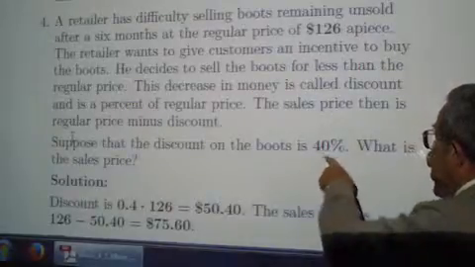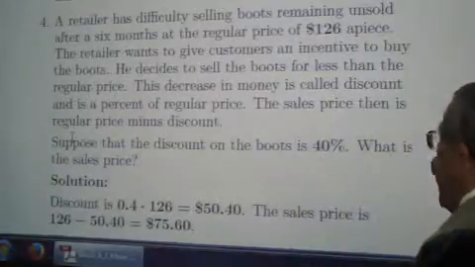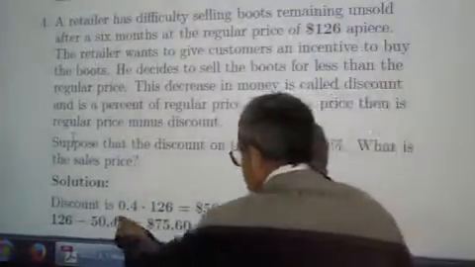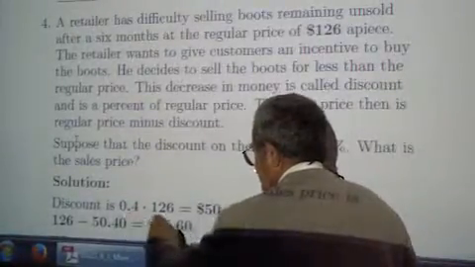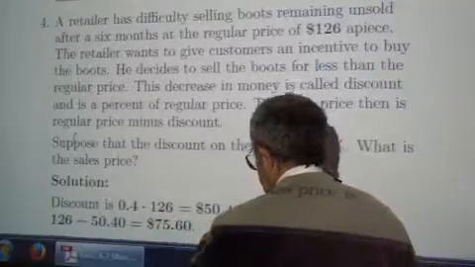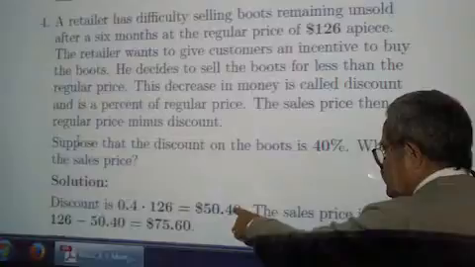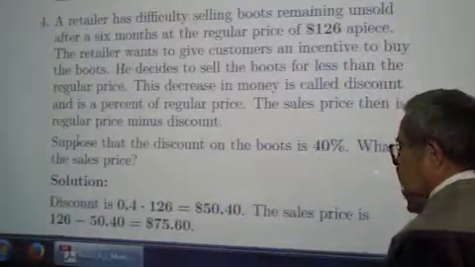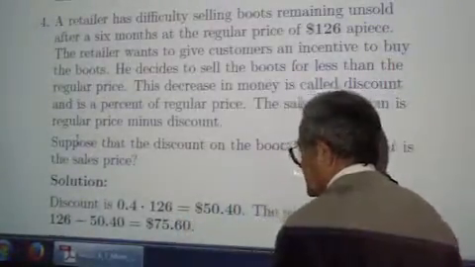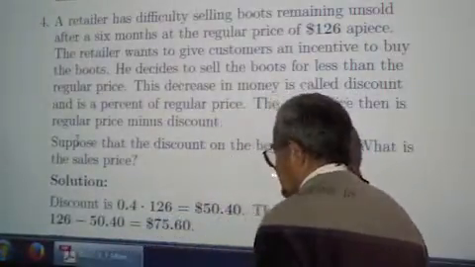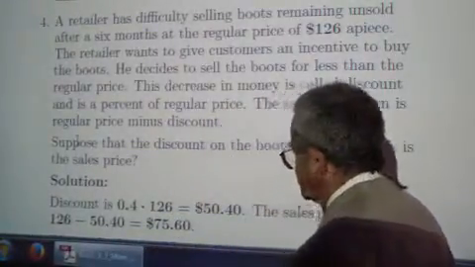Suppose that the discount on the boots is 40%. What is the sales price? 40% of the regular price, 0.4 times 126, is $50.40. That is my discount. That comes off of the $126, which means that after the subtraction, I'm left with $75.60.